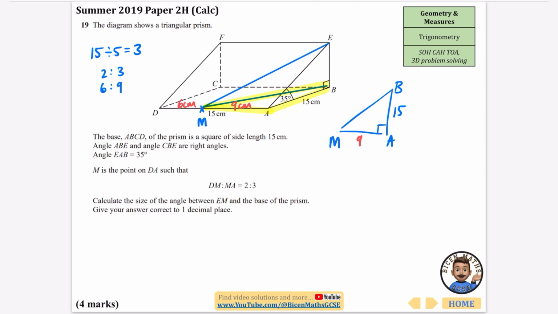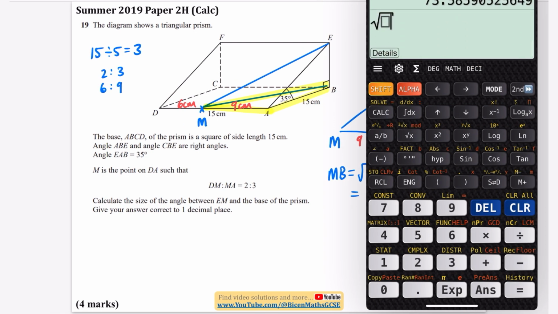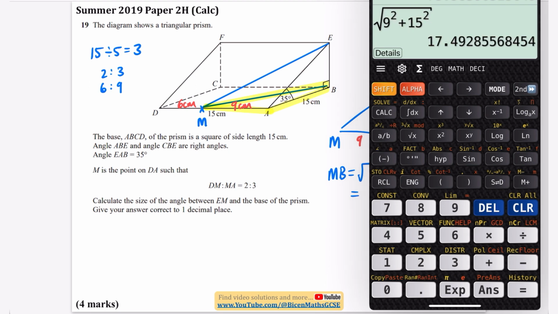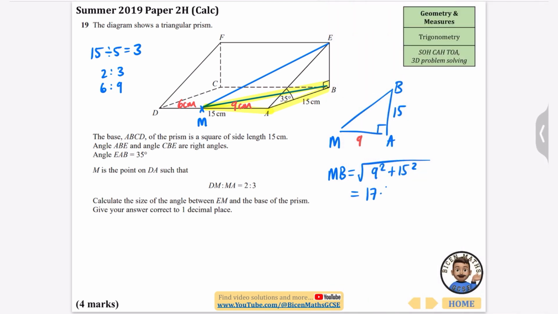Now I'm going to find out that length MB. This is a very difficult question because it's right near the end of the paper. I'm going to do Pythagoras to find the length of MB, which is going to be 9 squared plus 15 squared, square rooted. So I'm going to do the square root of 9 squared plus 15 squared, and I get 17.492, or 17.49 will be enough. So that is 17.49. I've now got that length. I think what I need to do is find out another length so that I have enough from the triangle.